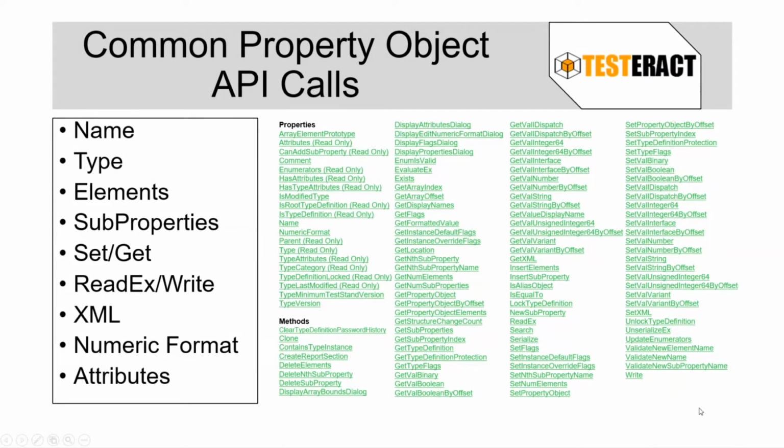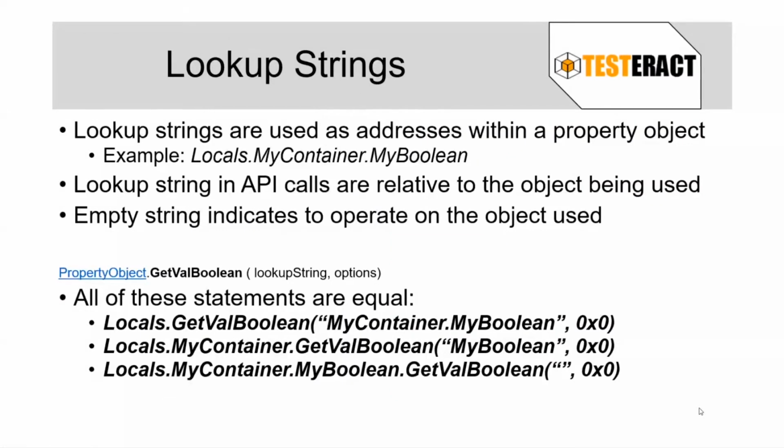So the first one is the name, but before I dive into this, I want to talk about lookup strings. If you're not familiar with lookup strings in TestStand, basically they are addresses that point to a certain property object within a property object. So the API uses lookup strings a lot, and these are all relative to the object that you're performing the operation on. And if you want to do the actual operation on the object you're looking at, you just use empty quotes.